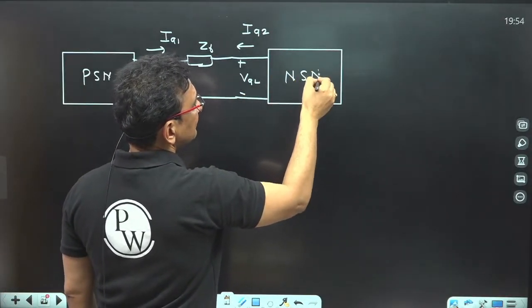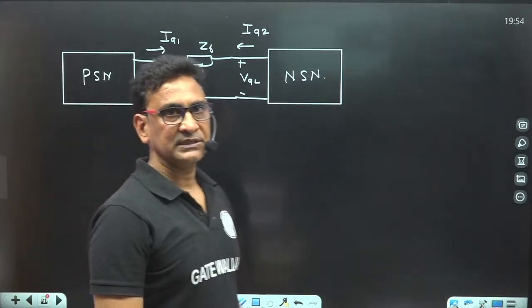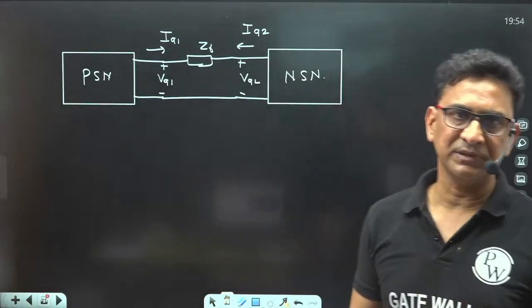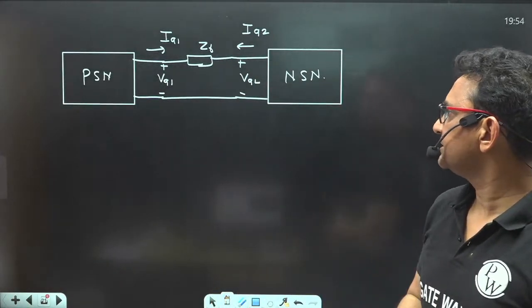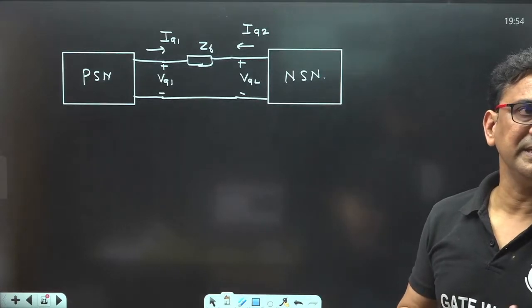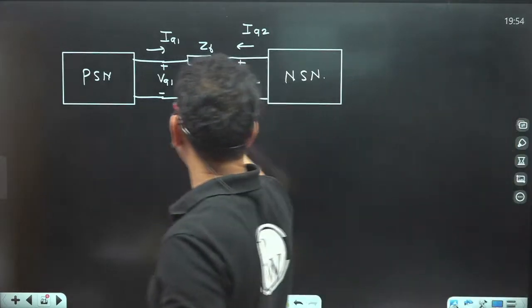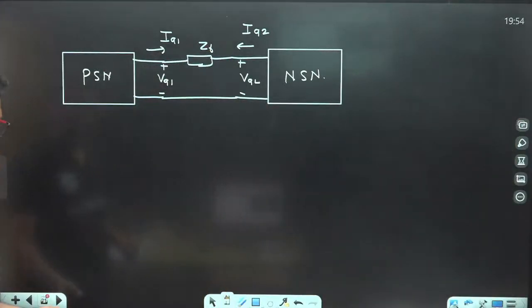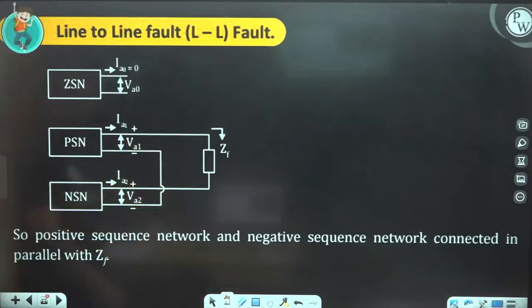This point is clear. This is my positive sequence network and this is the negative sequence network. So in case of line to line fault, zero sequence network does not come into the picture, and the positive sequence network and the negative sequence network will be connected in parallel with the impedance of ZF, like this.